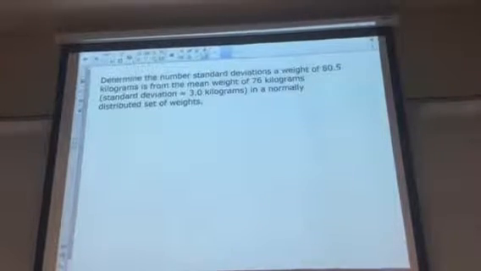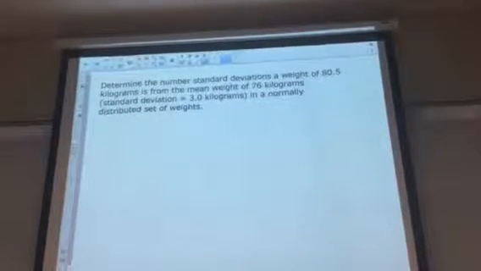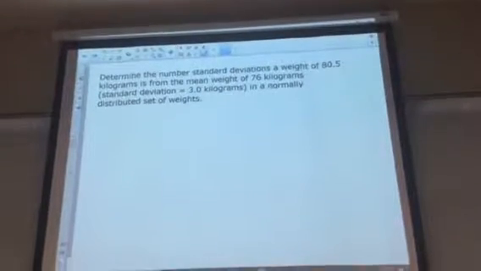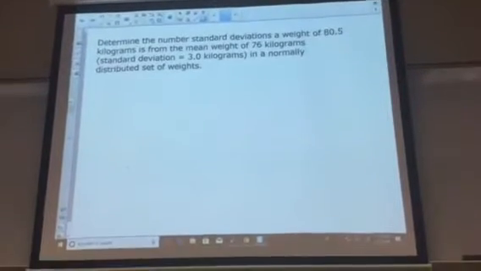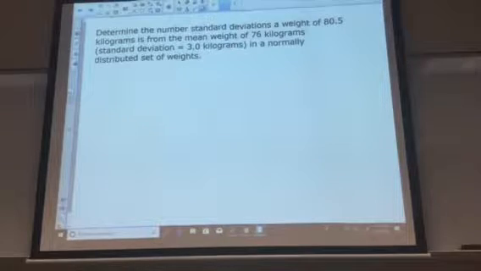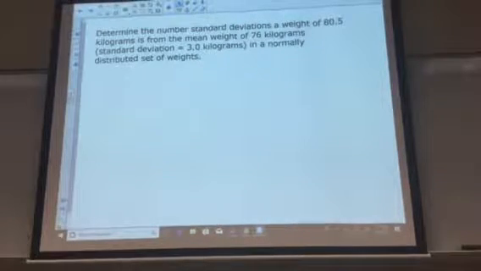Questions in the homework sets. You will see one other thing that we have to talk about here. Determine the number of standard deviations of a weight of 80.5 how far that is from a mean weight of 76 kilograms if the standard deviation is 3 kilograms. Options for you.